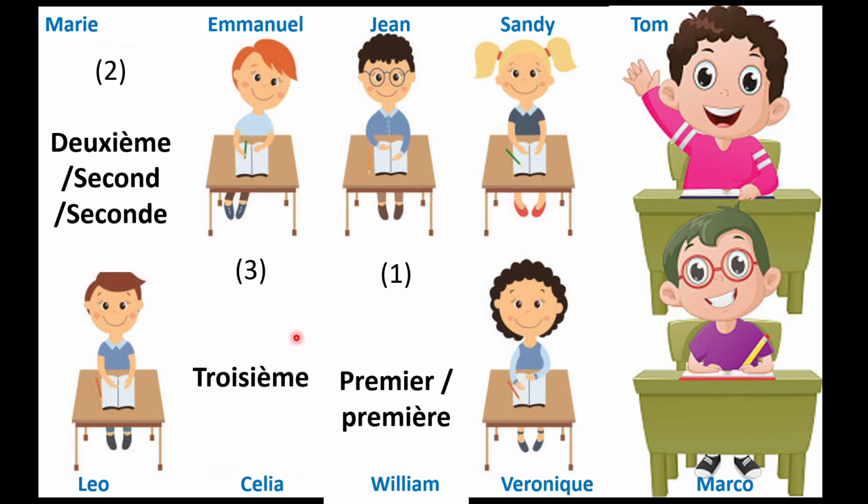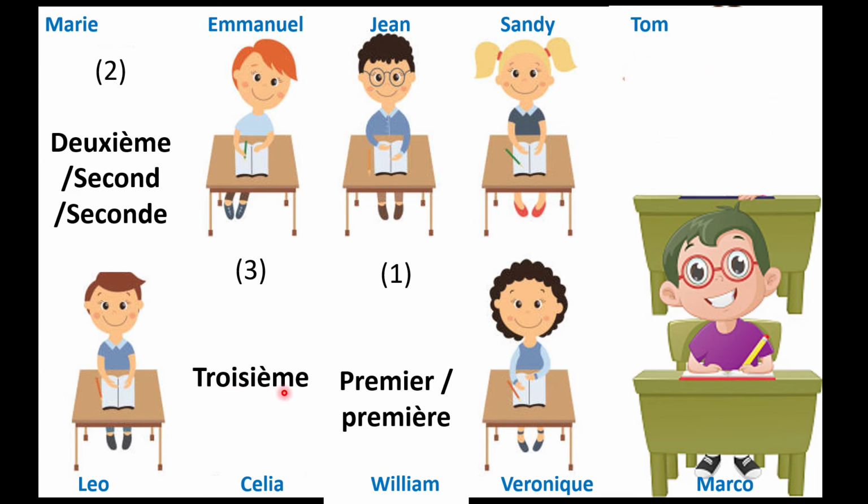Who went home third was Celia. So Celia becomes third, which is troisième. Can you see a pattern emerging here? The number 2 cardinal is deux, so the ordinal becomes deuxième. You are just adding I-E-M-E. For 3, the cardinal is trois. To make it ordinal, you have to add I-E-M-E, troisième.